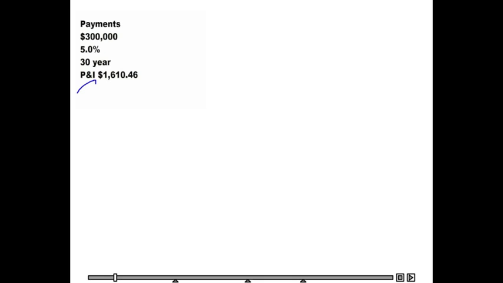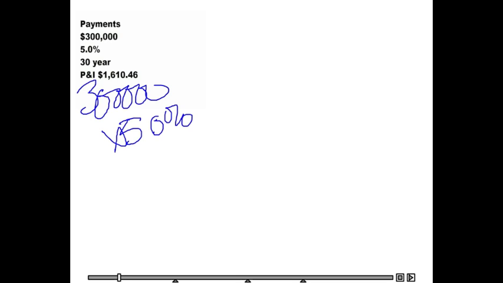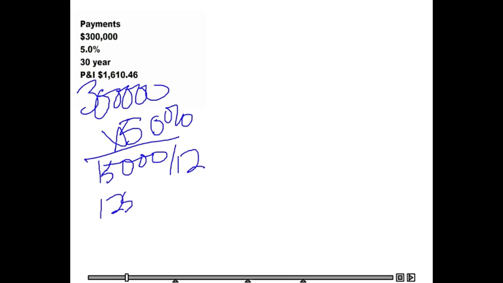To do that, we just take the loan amount of $300,000, multiply that by 5%, and on your calculator that's 0.05. That's going to give us an annual interest payment of $15,000. What we do with that is we divide that by 12, and that's going to give us a monthly interest payment of $1,250. So for the first month, there was $1,250 in interest due on this loan. Principal balance was $300,000. The interest was 5%, so the interest due for the first month was $1,250.